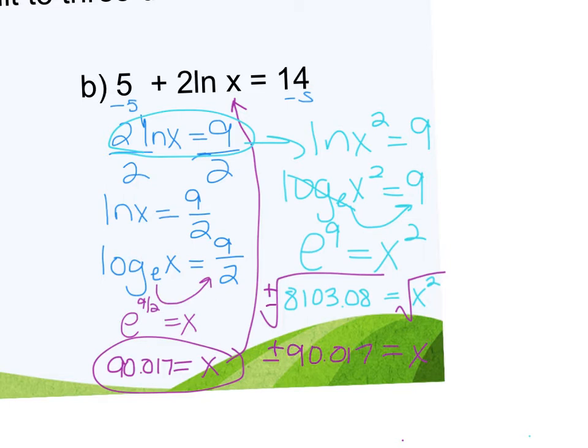But it can't be negative, exactly. If I come up here, the positive works, so I would have kept the positive, but I can't find ln of negative 90, which rules out the negative on this answer, and you end up with the same answer. So you can do it either way. Just make sure you check your answers.